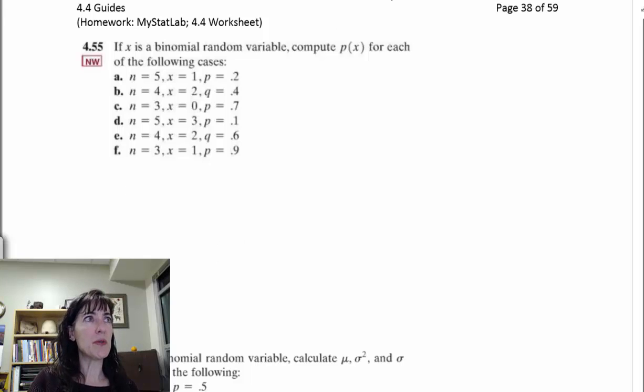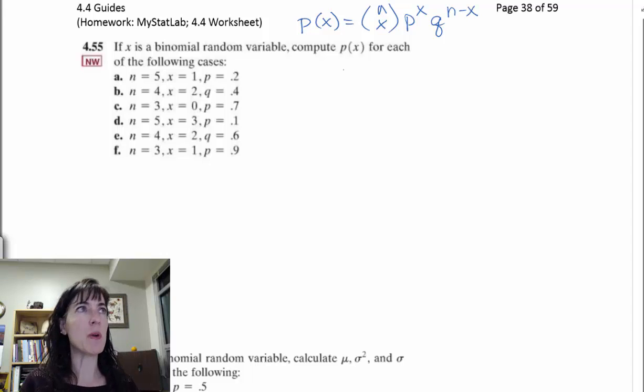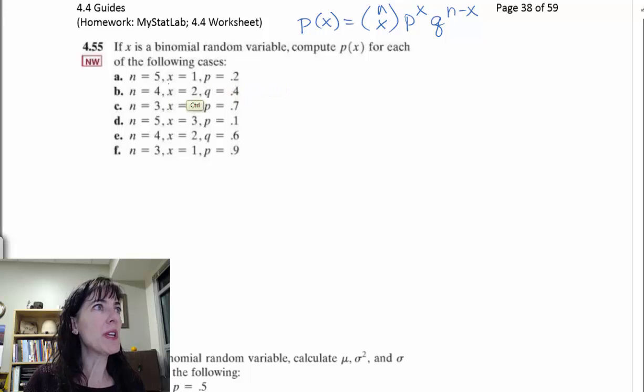So I'm just going to write that formula up at the top of my page. Probability of X outcomes for n experiments, n choose X, is going to be the probability of success raised to the power of X times the probability of failure raised to the n minus X power. Then when I'm looking at these cases, it says if X is a binomial random variable, compute the probability of X for each of the following cases.